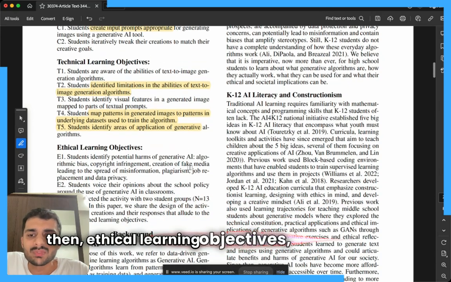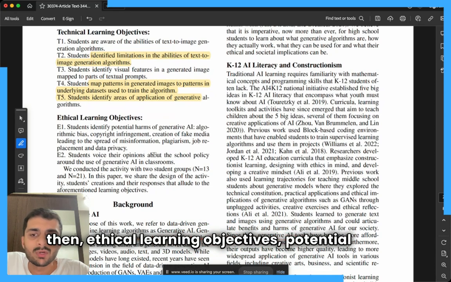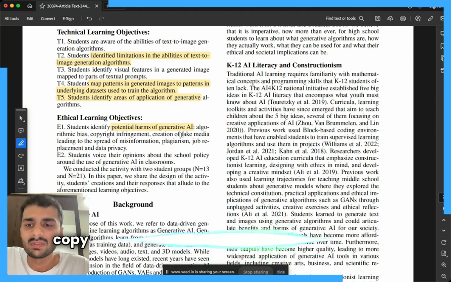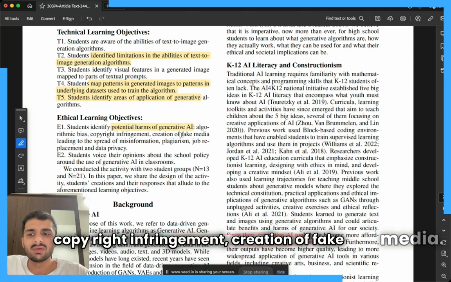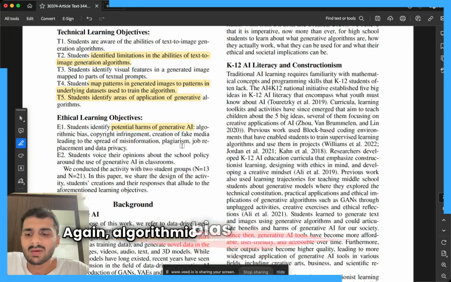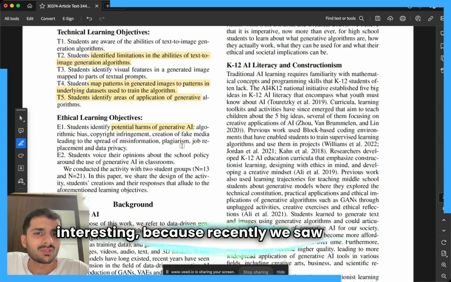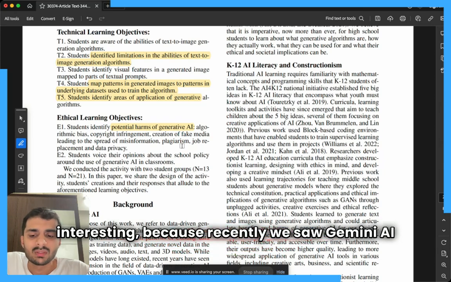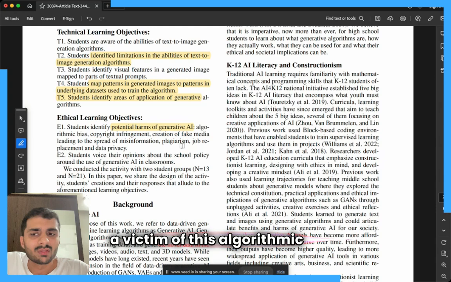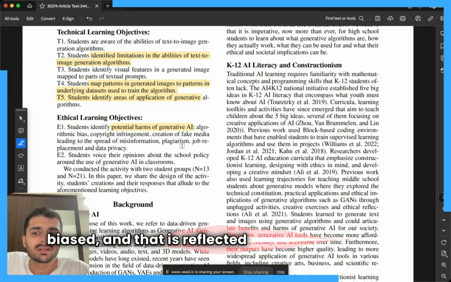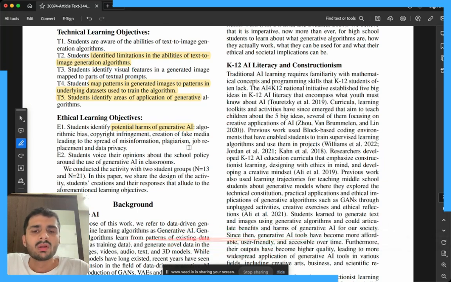Then ethical learning objectives, potential harms we have already touched upon: algorithmic bias, copyright infringement, creation of fake media. Again, algorithmic bias is something which is super interesting because recently we saw Gemini AI being a victim of this algorithmic bias. It's really hard to escape it because a lot of the data out there is completely biased, and that is reflected in these applications.